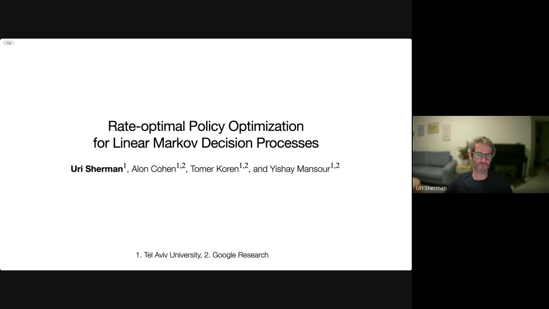So I'm going to tell you today about our recent paper titled Rate Optimal Policy Optimization for Linear Markov Decision Processes. And this is joint work with Alon Cohen and my PhD advisors, Tomer Koren and Yishay Mansour.